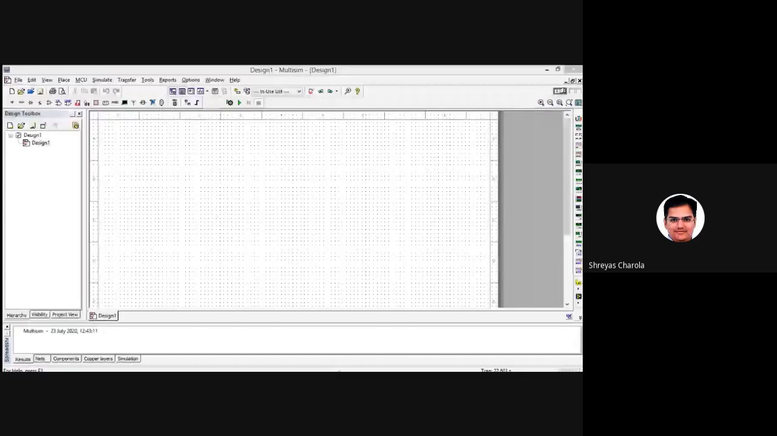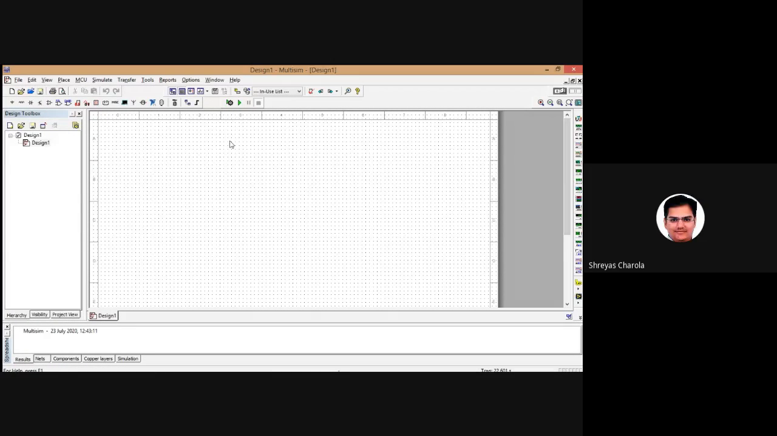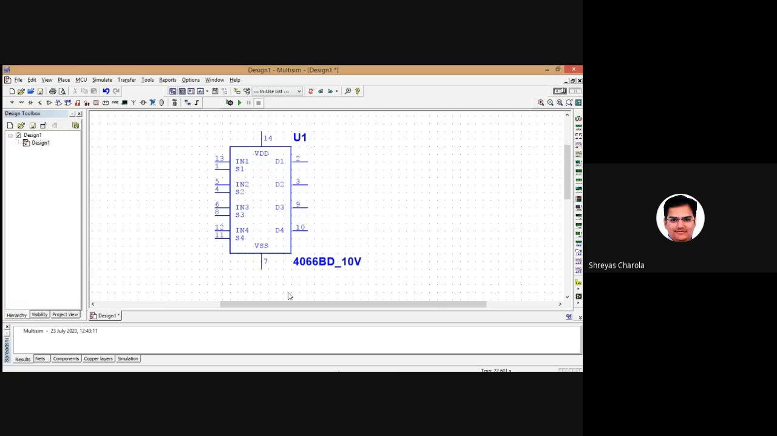Okay. So I'm just presenting the screen of Multisim. Is the screen visible, all of you? Multisim. Yes, sir. Okay. The first thing I need to take is that IC. So get the IC from the all group. It's a 4066BD, and put it over here. Okay, this is the IC.